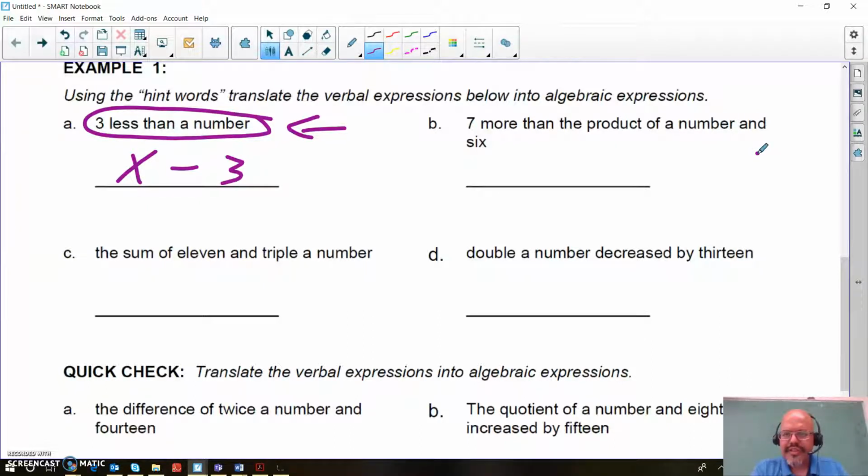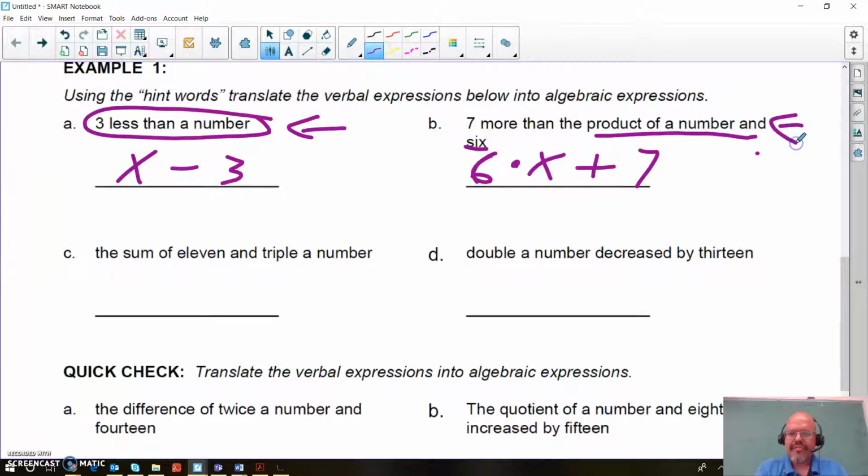So in this example over here, 7 more than the product of a number and 6. So this is the first part that we look at. It's saying that we're taking 6 and multiplying that by a number. So a number is going to be the variable x. And then more than, we're going to add 7 to that. So as you can see, just going backwards on the sentence, we can do this very, very quickly.